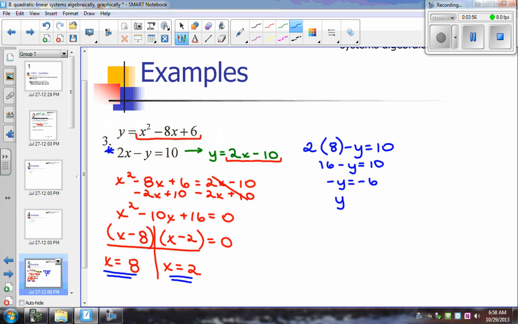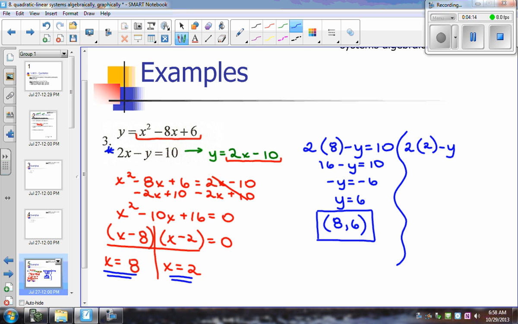And we see that we get a y value of positive 6. Meaning, we have the point of intersection 8, 6. For this parabola and this line, they have a point of intersection at 8, 6. We're going to do the same thing for the 2. So plug the 2 in for x and solve for y.